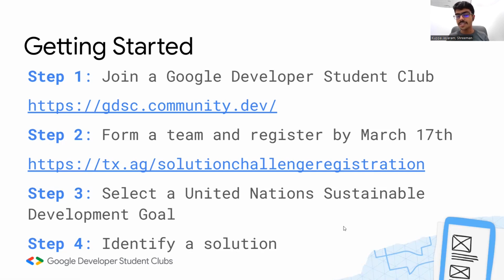The third thing is to select a UN Sustainable Development Goal. Out of the 17, you would ideally want to pick one, or you can also pick multiple when you're registering through the form. And the fourth thing is to identify a solution.